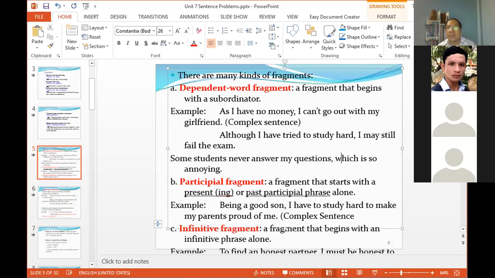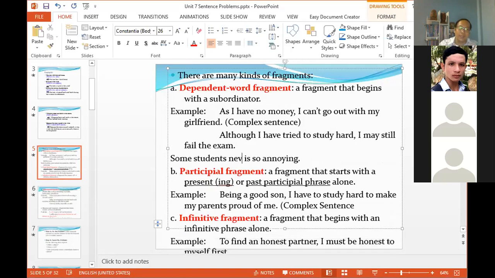Okay, some students never answer my question, which is so annoying. So you see the way we can correct the dependent verb fragment, and the second way, omit the verb and add a subject, right? So what is so annoying? Laziness is so annoying. People always want to get rich, but one thing always stops them. What always stops people? Laziness. Yeah, your first enemy is your laziness. Do you agree, everybody? Your first enemy is your laziness.